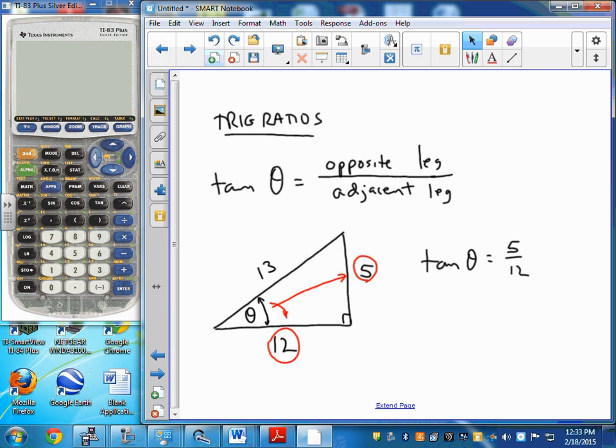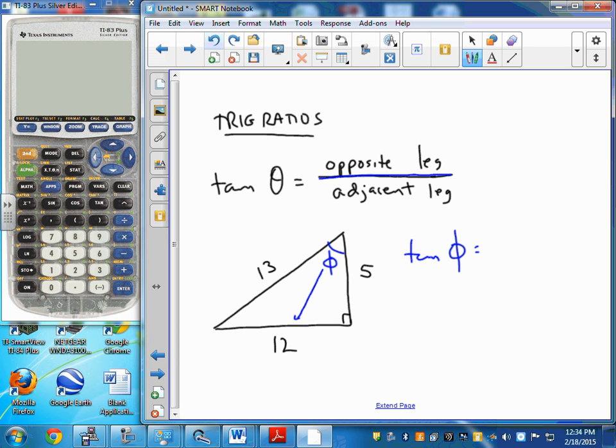Let me back some of that off. Again, we still have this same triangle, but now let's look at this angle up here, and because I don't want to use the same letter, let's call that one, I don't know, phi, another Greek letter. So if I want the tangent of phi, it's an acute angle in a right triangle, you need to use the opposite leg, so go across the triangle. So that's 12, and then the adjacent leg, which is 5, so 12/5. Okay, so that's how you would use that tangent ratio.